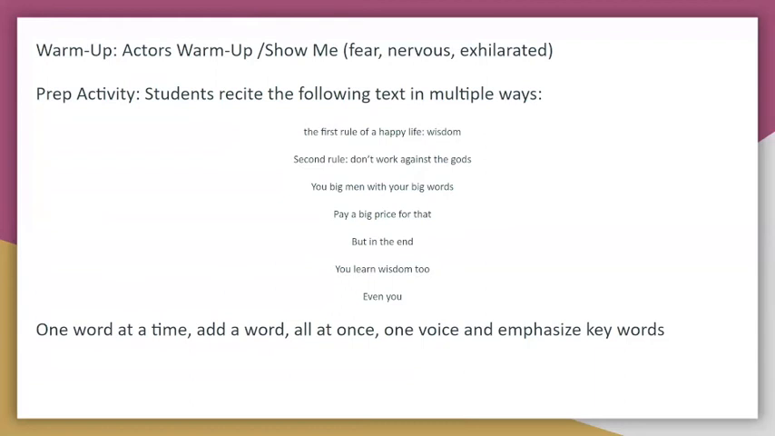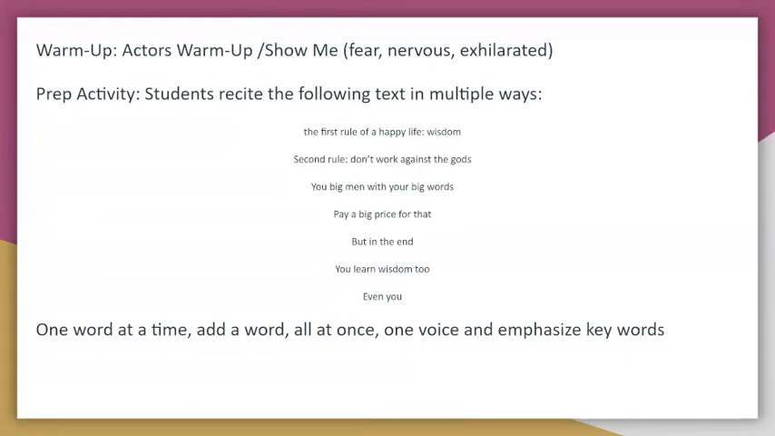My prep activity is I really want to explore with them the different kinds of chorus and choral readings you can do. So I have this example of the end of Antigone, and I'm going to have them recite it in multiple ways, and then we're going to come up with some criteria for it.